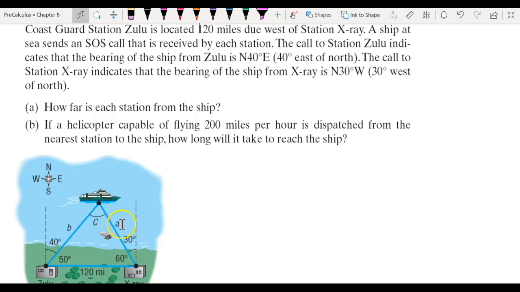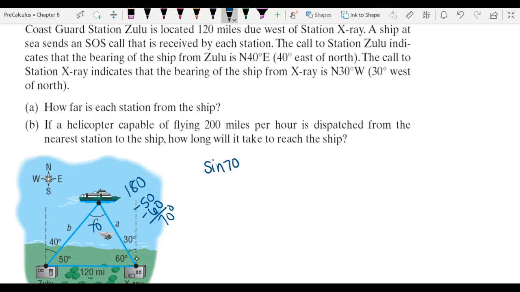So we want to find A and B here. What you need to notice is that we have 50, 60, and 120, but we can subtract these from 180 so that we can use law of sines. So I would do 180 minus 50 minus 60, which is 70 degrees. So C is 70. Now I can use law of sines.